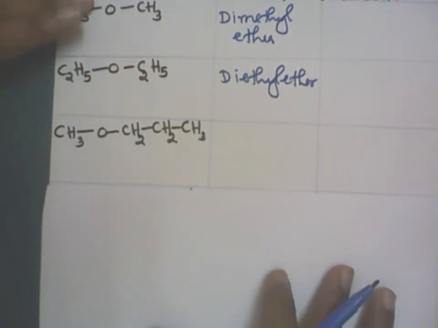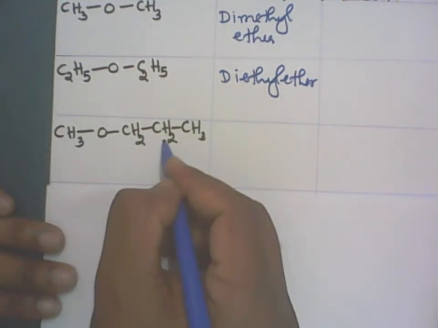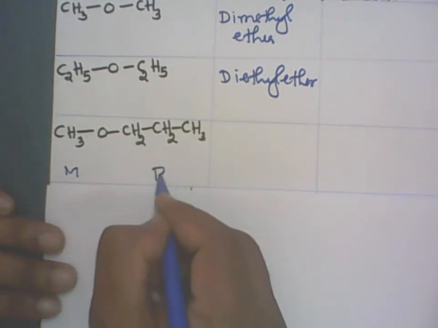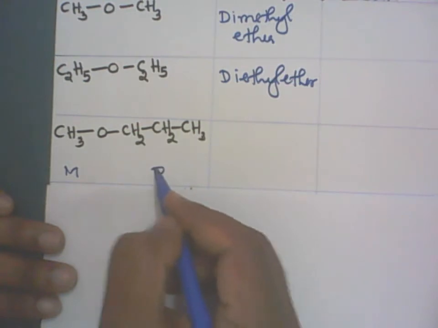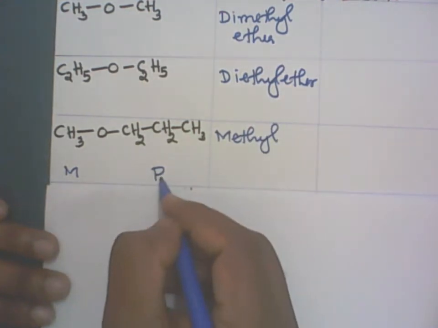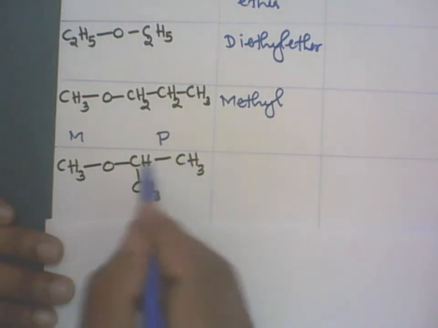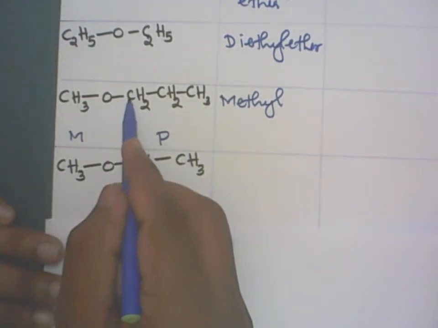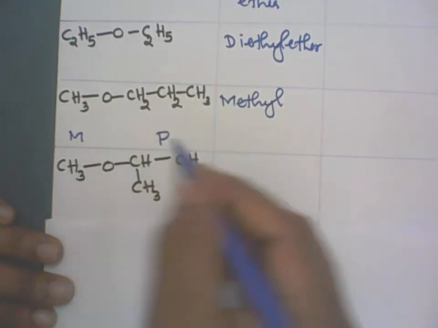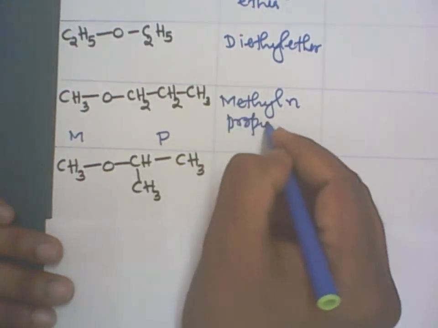Next one, we have methyl and we have propyl. So it should be called methyl, starting with M, and propyl, starting with P, in alphabetical order. But there are two types of propyl. Propyl can have a branched chain also. Three carbon atoms can be branching here in between. Here the oxygen is attached to the terminal carbon atom, so there is a linear chain. This is a branched one. So methyl n-propyl ether.